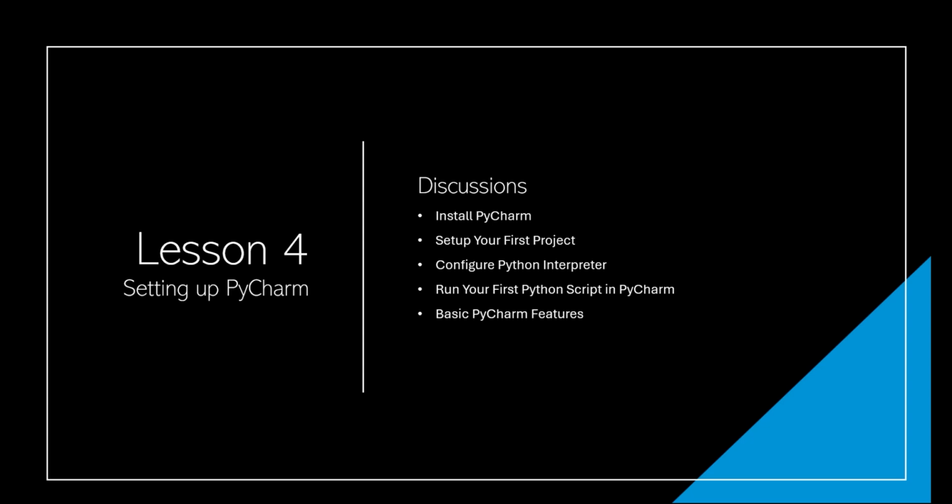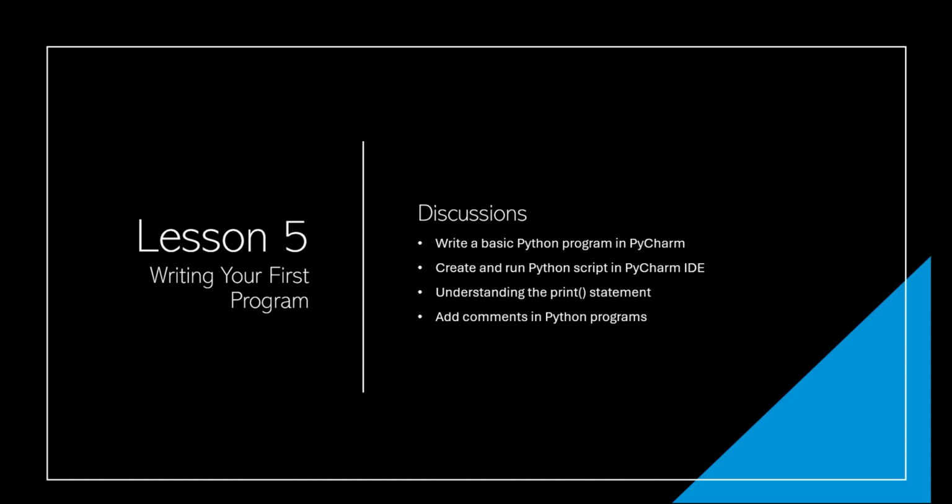In lesson four, you'll be setting up PyCharm: install PyCharm, set up your first project, configure the Python interpreter, run your first Python script in PyCharm, and basic PyCharm features. In the fifth lesson, you'll be writing your first Python program in PyCharm. Create and run your Python script in the PyCharm IDE, understand the print statement, and add comments to your program. That's where we'll start to look at the syntax of Python. And in lesson 6, you will do the exercises, and that will be the conclusion of week 1. Learning how to use Python, and you become more powerful when you understand how Python works.